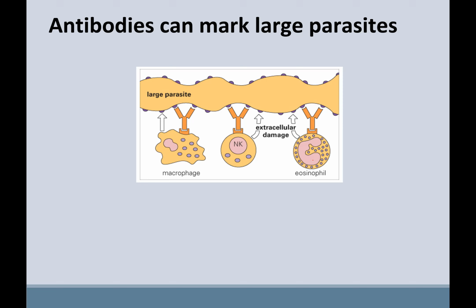Antibodies can also mark large parasites. So here's probably a little worm again. You've got your eosinophils, which we talked about, that can also interact through complement. You've got your natural killer cells, part of that innate immunity. Macrophages, okay, probably not going to be able to engulf that, but they can all produce proteins that help destroy that parasite.